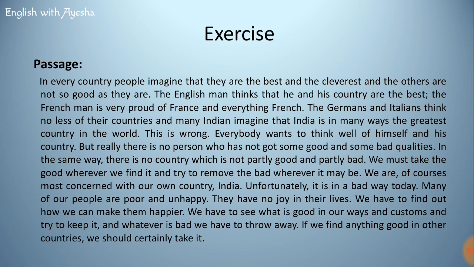Now come towards the fourth step, that is select important points. According to me, there are some important points. The first one is that the people of every country think that they are good and others are not. But this is wrong, because good and bad people are found in every country. But we must be concerned with our own country, that is India, because this line shows that the writer is from India. Many people are poor and unhappy there, and there is no joy in their lives, and we should adopt good things of other countries. Those are the main points of this passage.